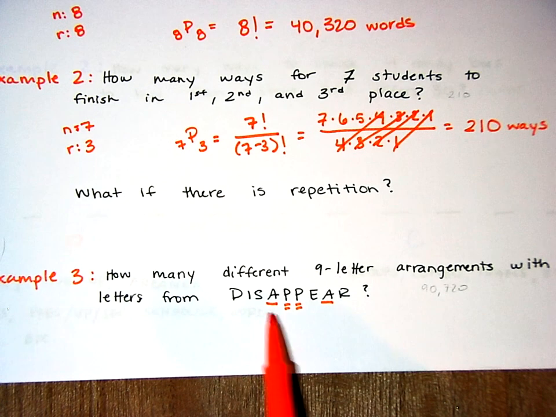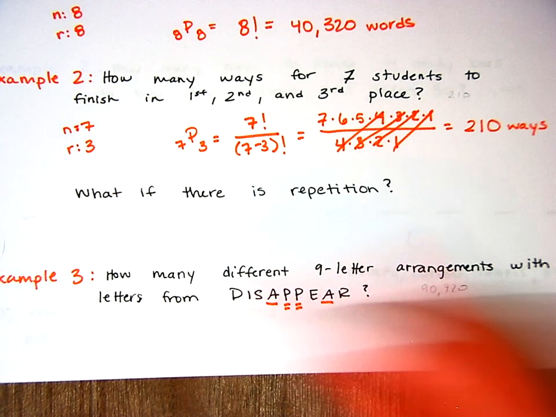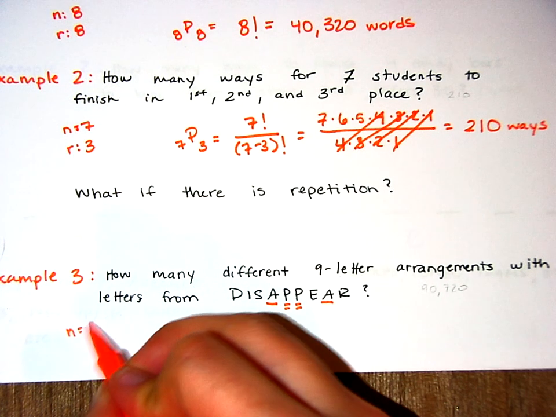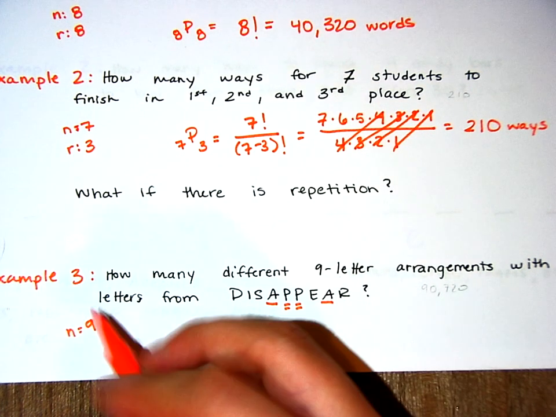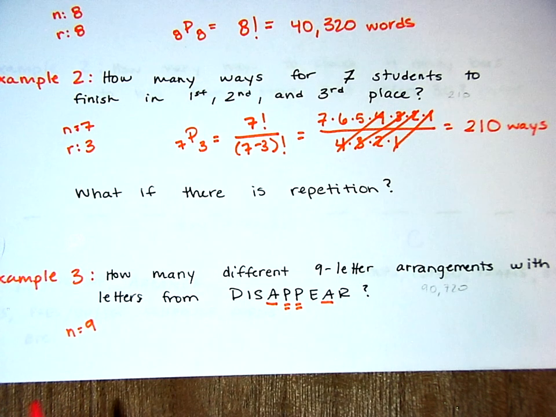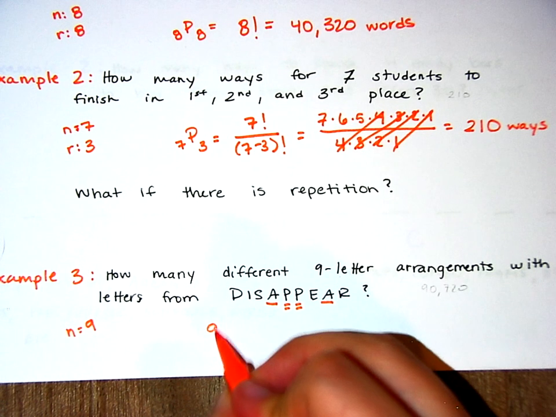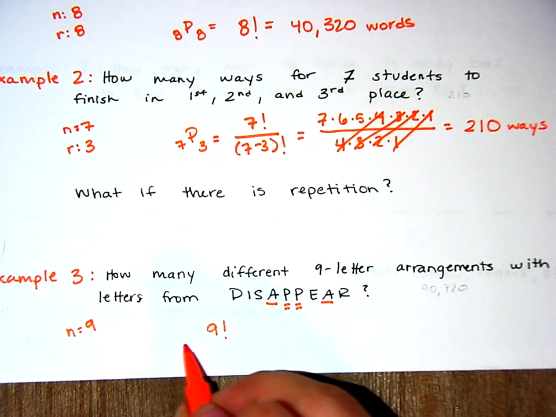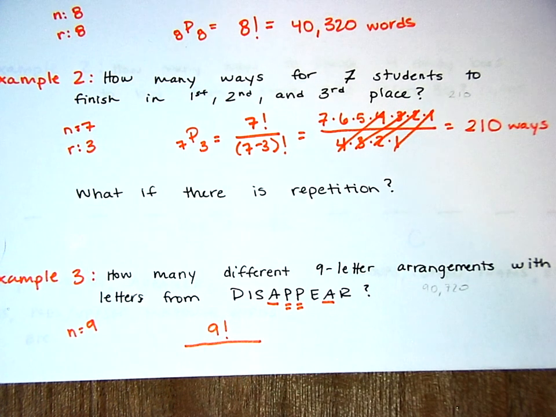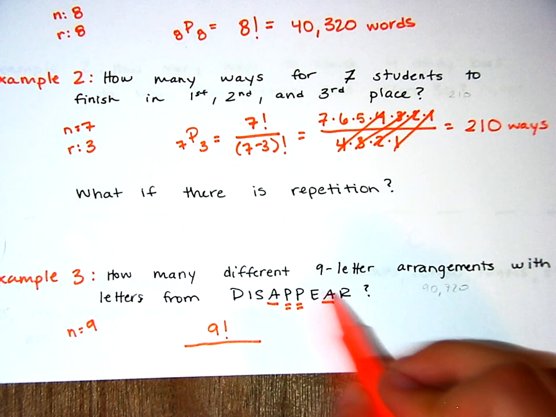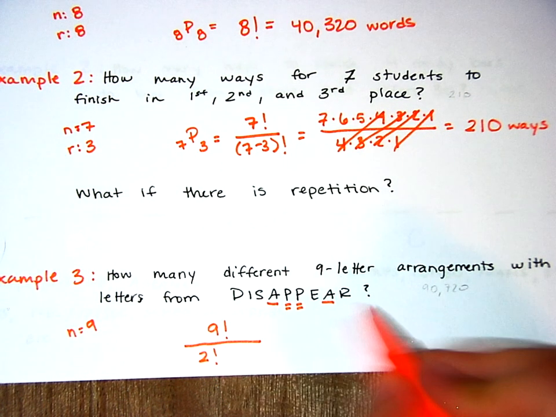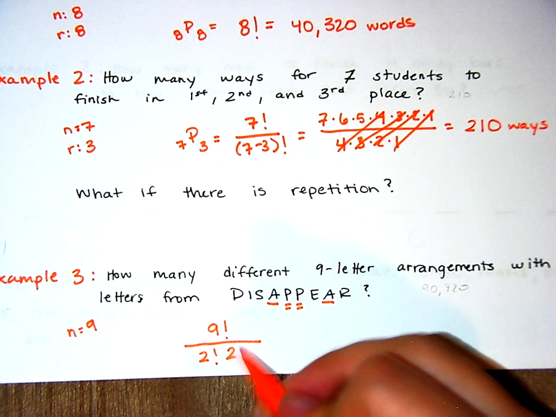All right, so we have 2 letters that repeat. We have 2 A's and we have 2 P's. So we're going to account for those in a moment. Let's start our formula. So the n value is 9. We have 9 letters, and we are choosing 9 every time. So this is just going to be 9 factorial. But then I have repeats. So what you're going to do is divide by the factorial of the number of times each letter is repeated. So A is repeated twice, that's 2 factorial, and P is repeated twice, so it's another 2 factorial.